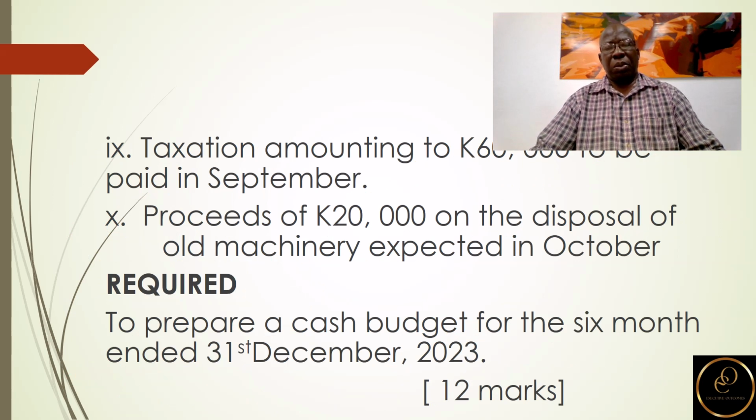Taxation amounting to 60,000 is to be paid in September, and proceeds of 20,000 kwacha on disposal of old machinery are expected in October. We are required to prepare a cash budget for the 6 months ended 31st December 2023. Okay.